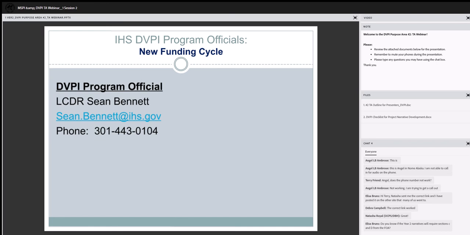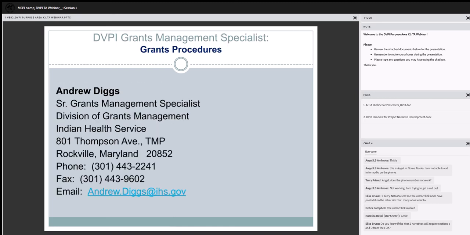Your program official for DVPI is Lieutenant Commander Sean Bennett. So you go to your project officer first, and if for some reason maybe you're not getting your needs met through that project officer and you need to contact someone for help, go to Sean. He's great, but I think all the project officers know what they've signed on to, and I'm sure they're all very helpful. But sometimes we need to turn to Sean to get maybe some specific questions or issues teased out.